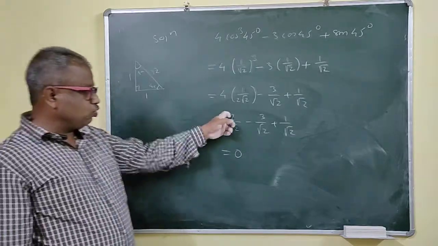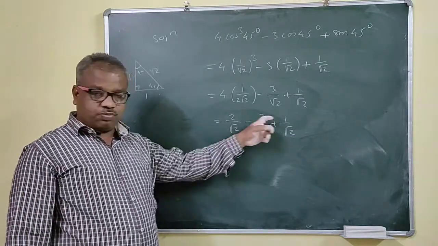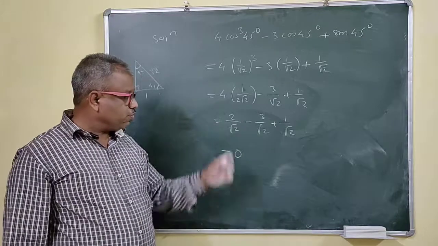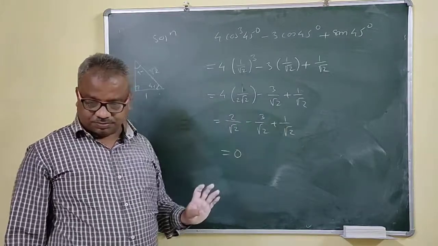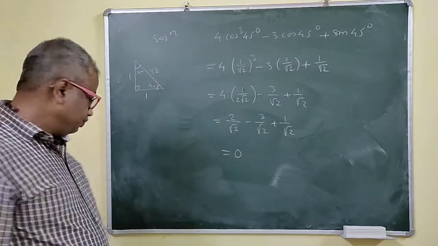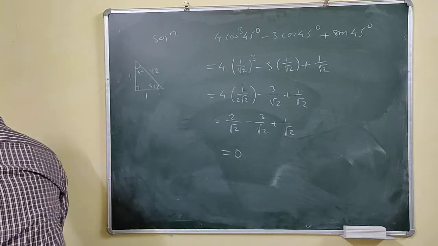Right? So 2 by root 2 minus 3 by root 2 plus 1 by root 2. It will be 0 because what? 2 minus 3 plus 1, it is 0. Next one.